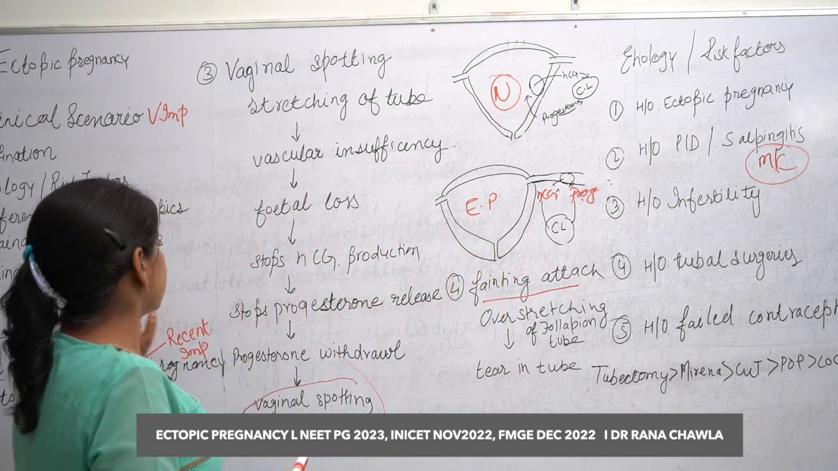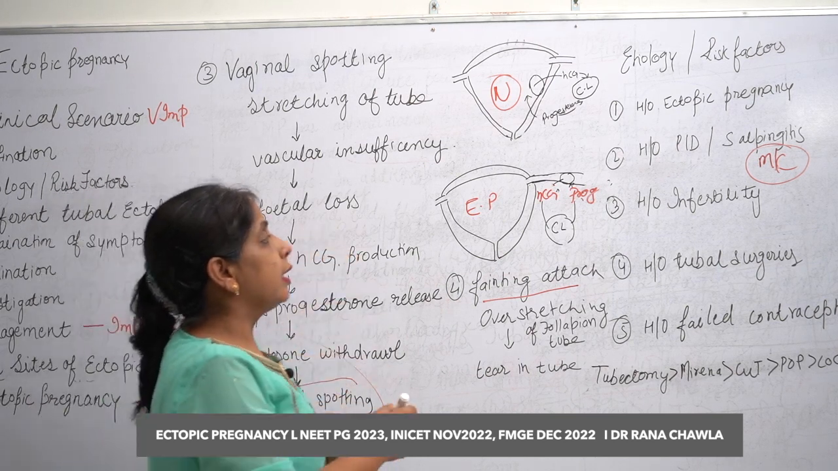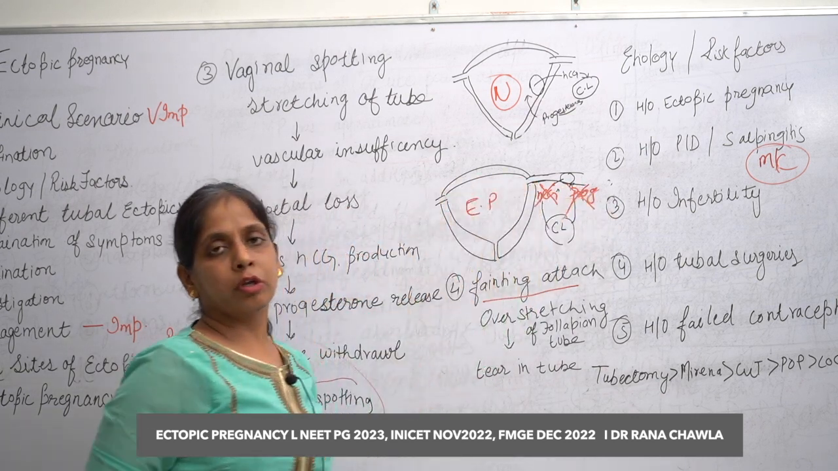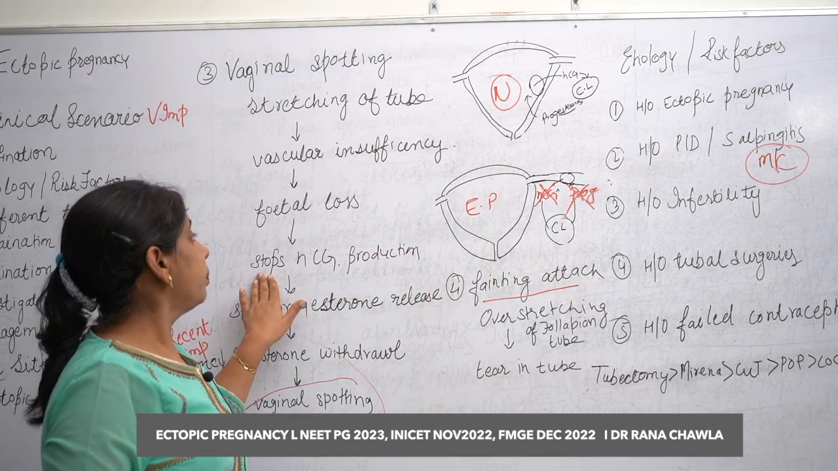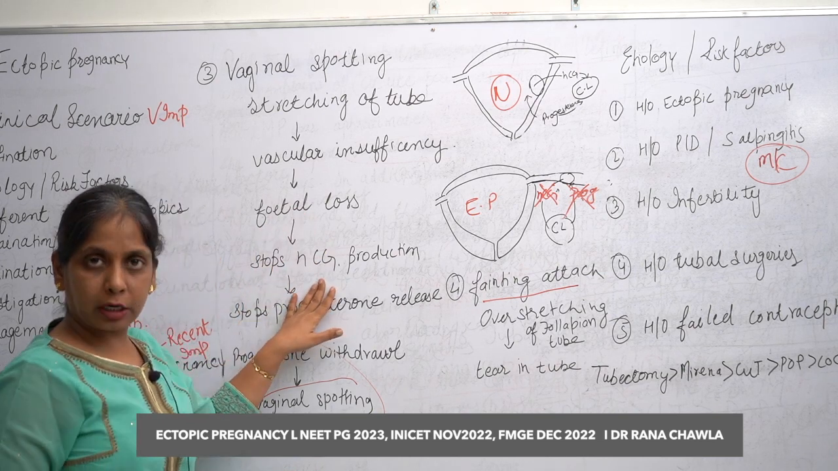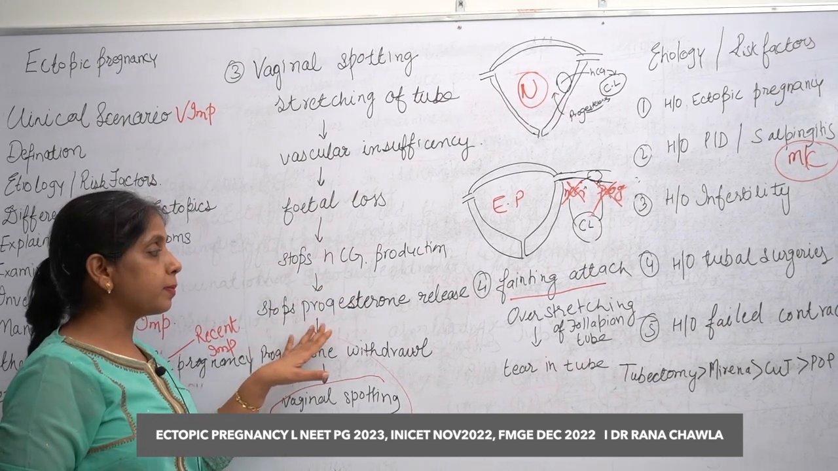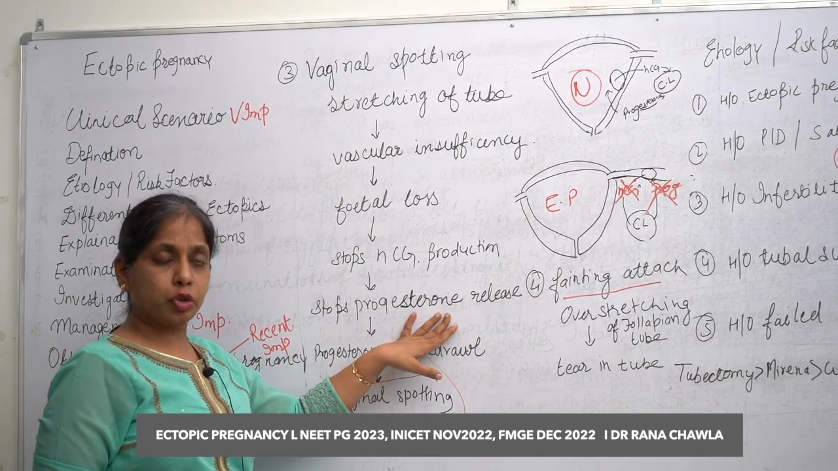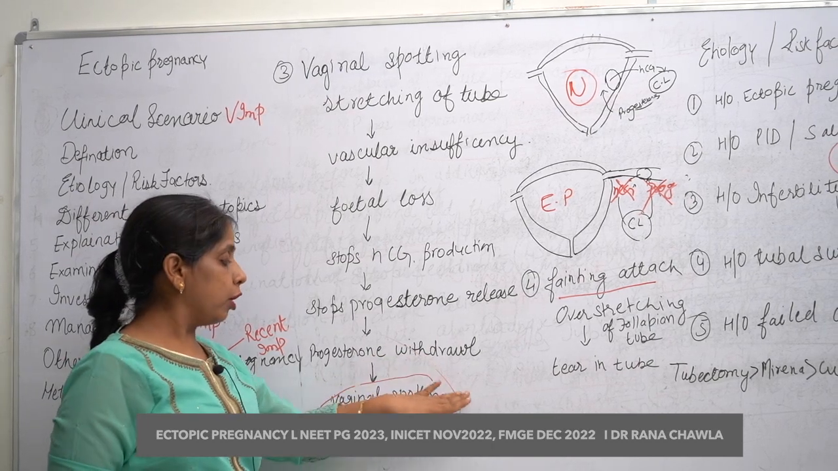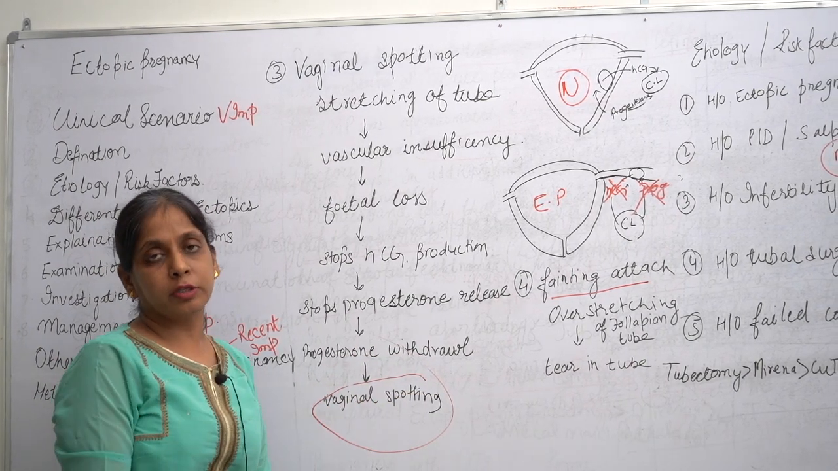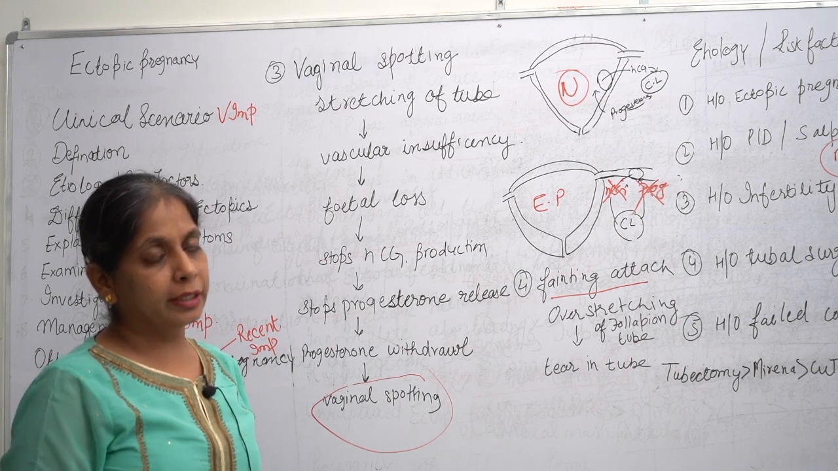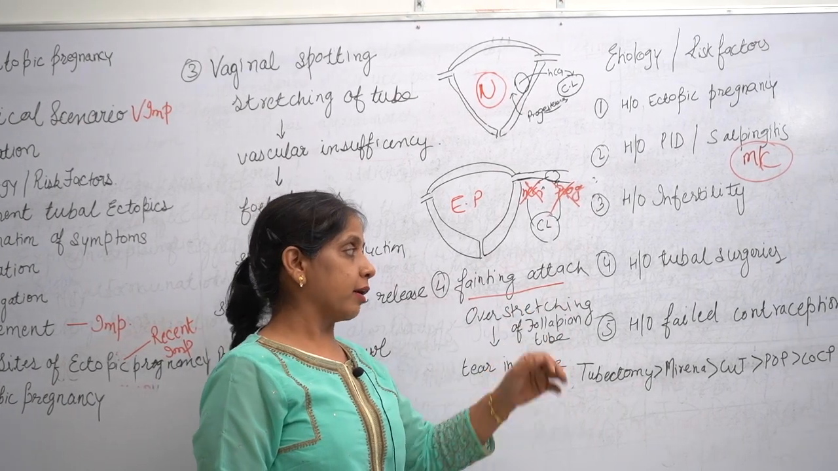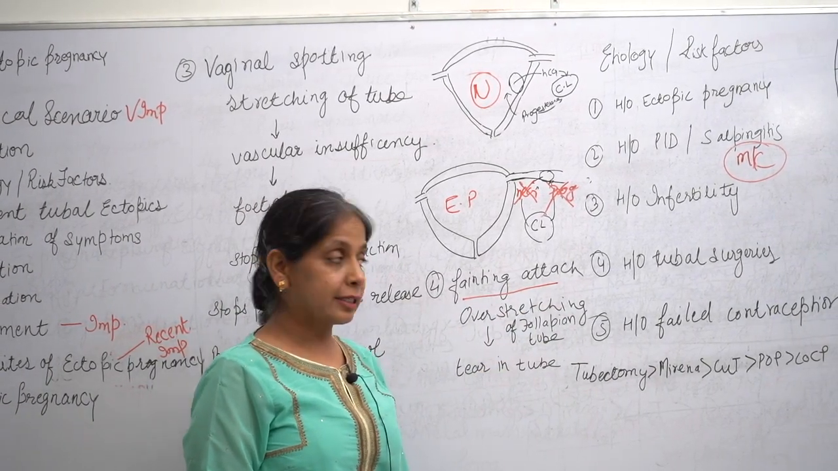Now, when fetal loss occurs, HCG is not produced, and thereby progesterone is also not produced. Fetal loss stops the HCG production and stops the progesterone release. When progesterone release is stopped, it leads to progesterone withdrawal, and with progesterone withdrawal there is vaginal spotting. Now the fourth symptom, fainting attack. Why does the patient suffer from a fainting attack?